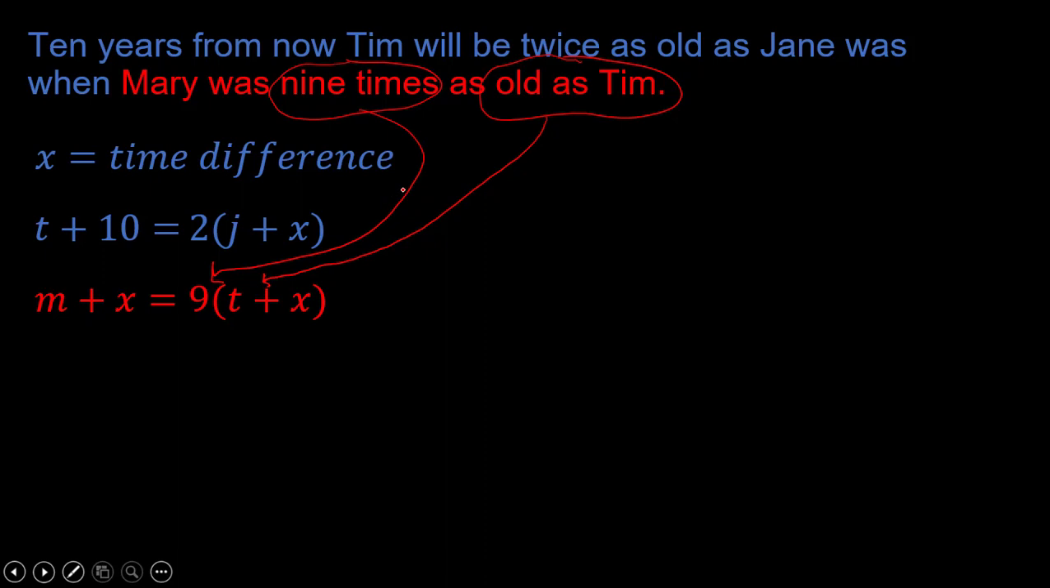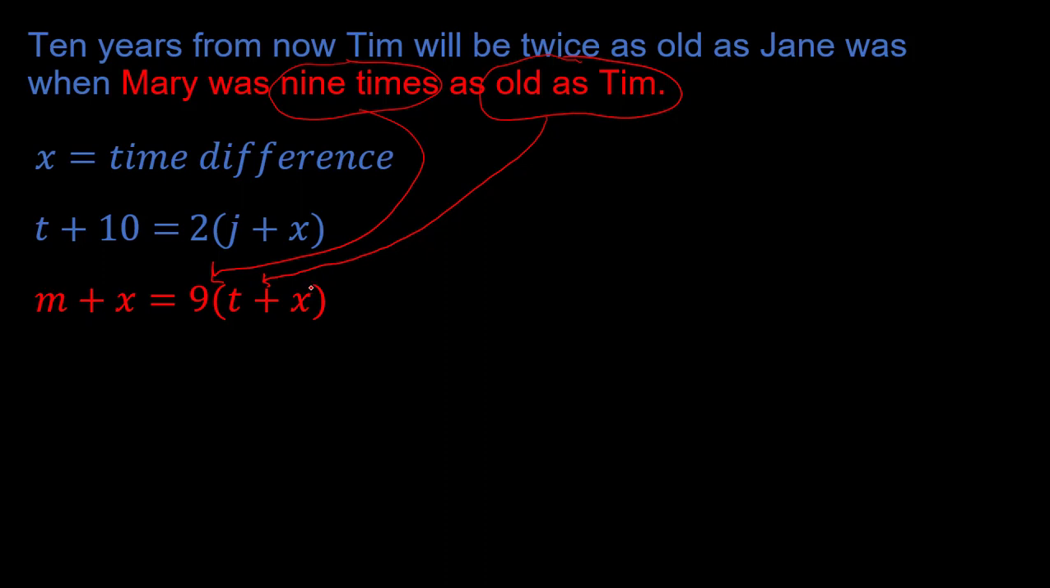The problem is when Mary was this different age, Tim was also a different age. So Tim's age is going to depend on this time difference here. It's not saying as old as Tim's current age. It's saying as old as Tim was when Mary was 9 times his age. So we've actually got to add that x in here.